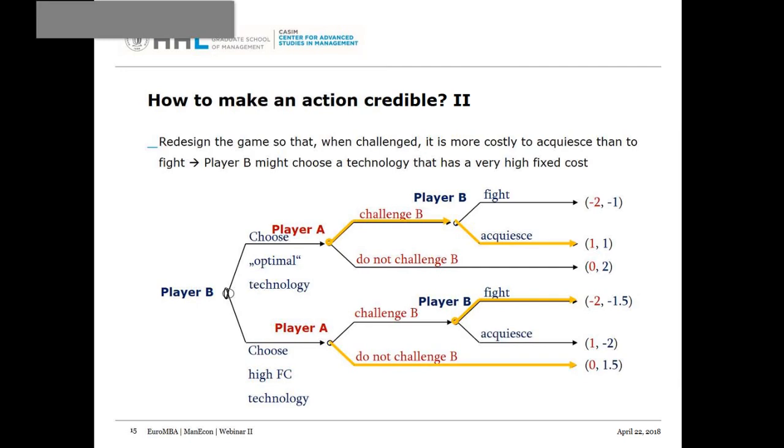Of course, this is not a risk-free strategy, because if this is not communicated to the opponent, if for some reason you decide for a high fixed cost technology and the challenger challenges, then it's even worse, because then it looks silly or irrational or stupid to decide for a suboptimal technology. So it is optimal as long as it works. If it doesn't, we have a problem. So this is the idea of changing the game this way.